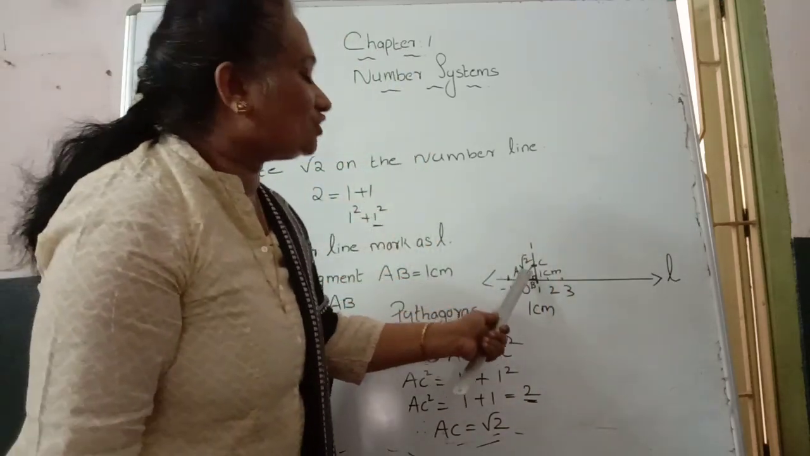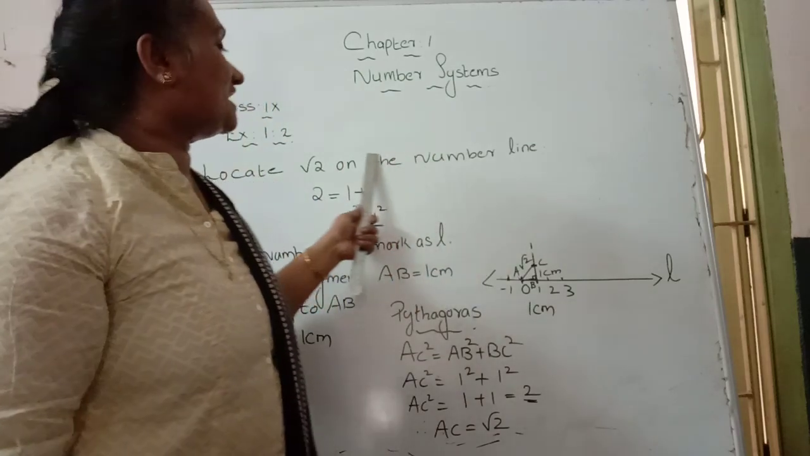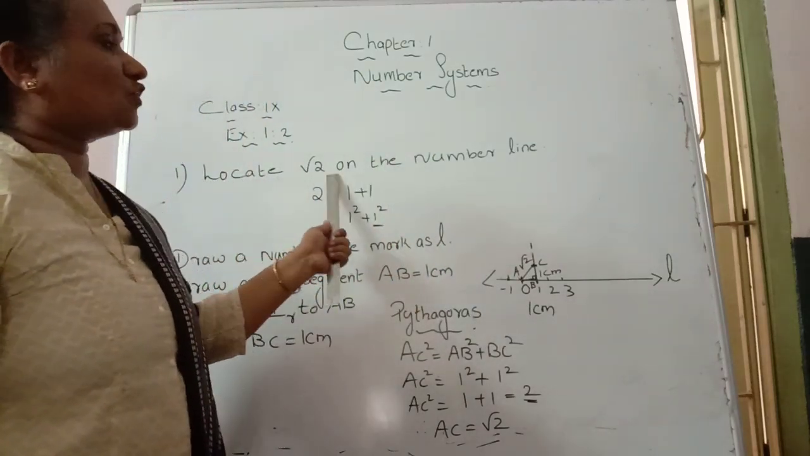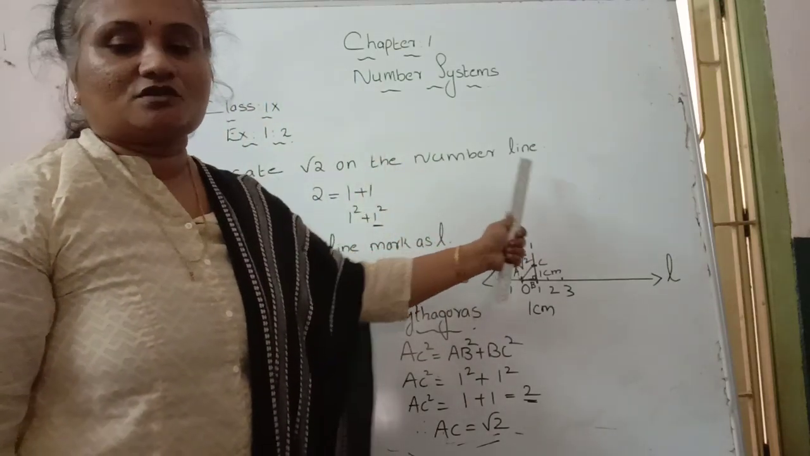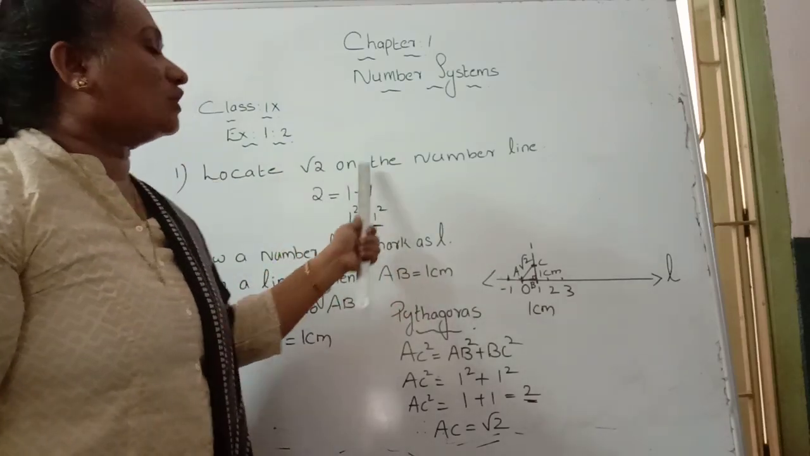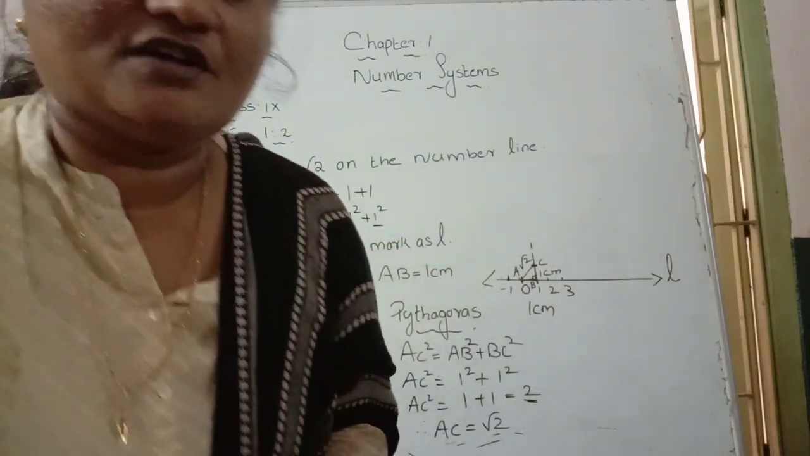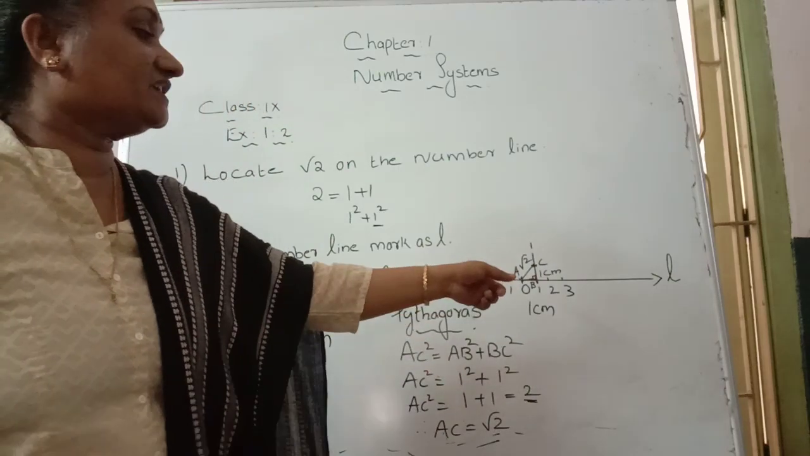Here root 2 is on the outside of the number line. Our question is to locate root 2 on the number line. That's why we want to mark root 2 on the number line.